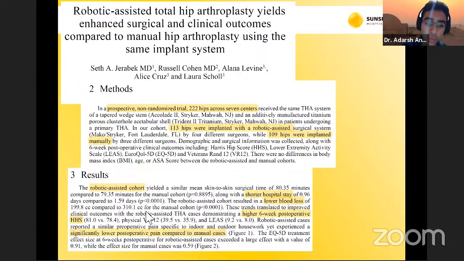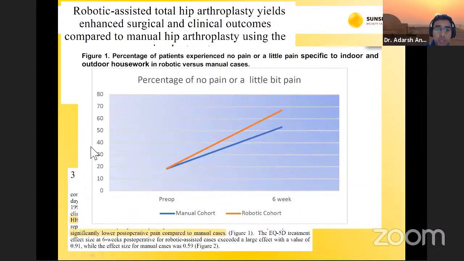And he found that there was a shorter hospital stay, lower blood loss, a higher 6-week post-operative hip score, and significantly lower post-op pain compared to manual cases. And these are the results that he published very recently, just a couple of years back.